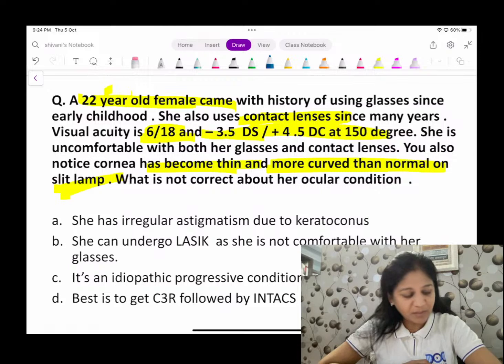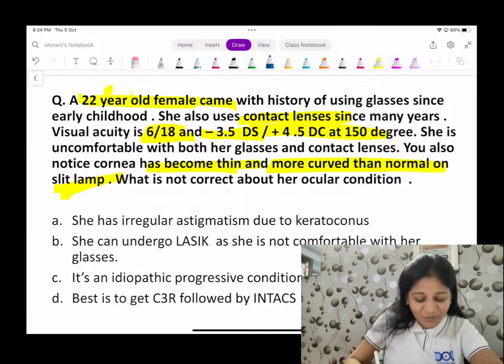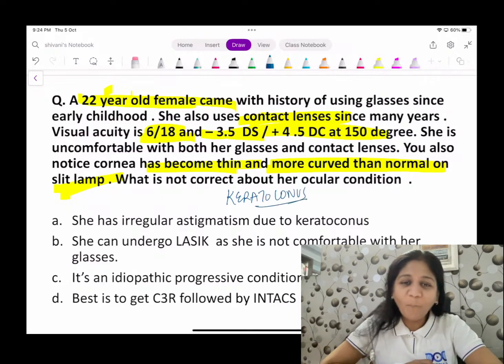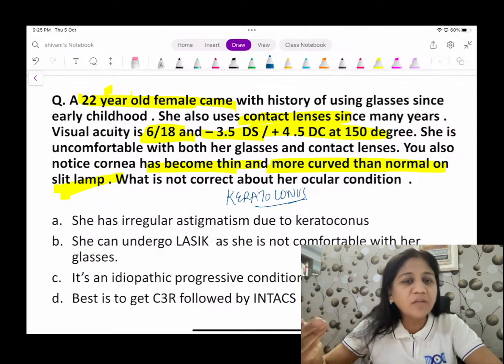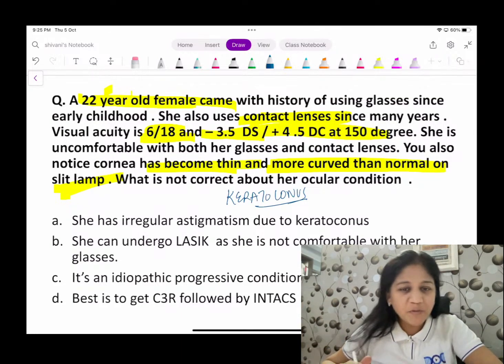So what is it? Can I say this is a case of keratoconus, guys? Yes or no? It's a classical presentation of keratoconus. A young patient, not comfortable with glasses, a difficult type of refractive error with a high cylindrical power, and the vision is not improving with glasses or contact lens. And when you notice the cornea is thin and more curved than normal. We'll come back to the options.